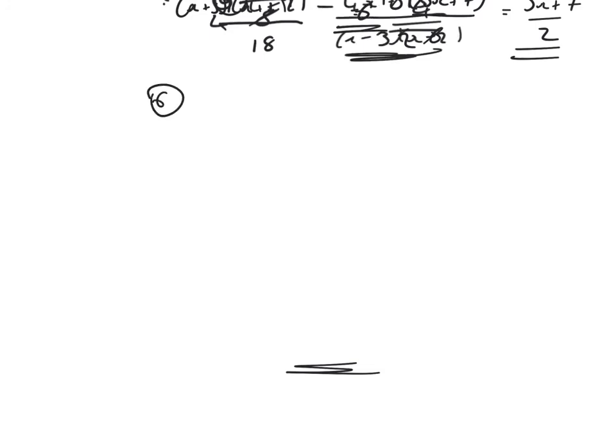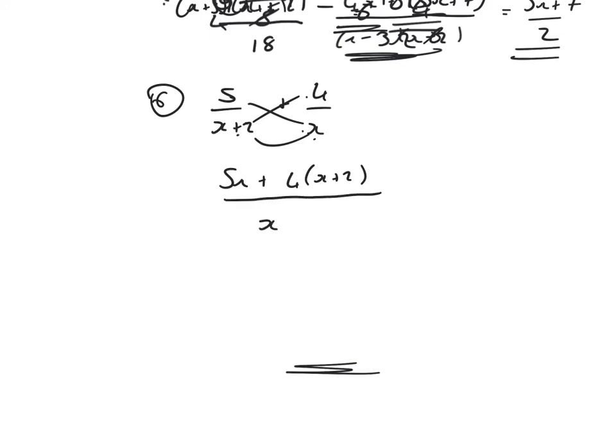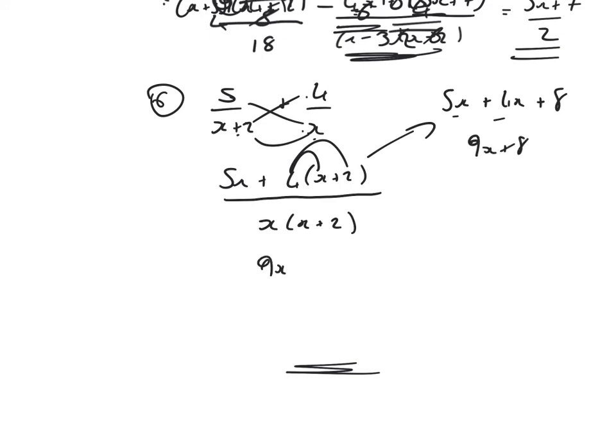Okay, let's try one more. 5 over x plus 2 plus 4 over x, kiss and smile. 5 times x is 5x plus 4 times x plus 2 is 4 bracket x plus 2 over x plus 2 times x. And I can just write that as x bracket x plus 2. Okay, let's take that to the side. 5x plus 4 times x is 4x plus 4 times 2 is 8. 5x and 4x is 9x, 9x plus 8, so it's 9x plus 8 over x bracket x plus 2. Can I take out a common factor from the top? No, I can't. That's the final answer.